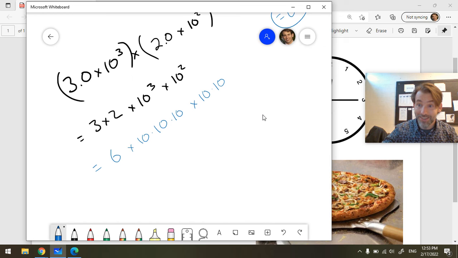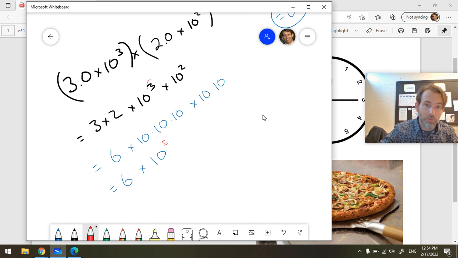10 times itself 3 times is 1,000. 10 times itself twice is 100. So 100 times 1,000 is 100,000. Or 1, 2, 3, 4, 5 zeros. That's what happens when we multiply by 10. We grow zeros. Okay, so this is equal to 6 times, let's write this as a power of 10. 1, 2, 3, 4, 5 times I multiply by 10. So this is 6 times 10 to the 5.